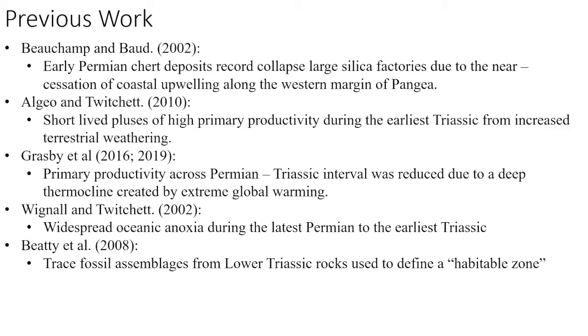Wignall and Twitchett assessed widespread ocean anoxia during the latest Permian and into the earliest Triassic. And finally, Beatty looked at trace fossil assemblages from the lower Triassic rocks and used them to define what we have come to know as a habitable zone. And so the habitable zone is actually a model that is useful in trying to assess conditions for recovery.